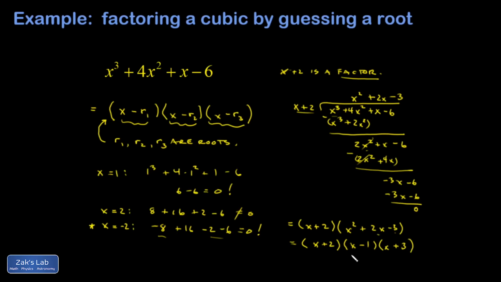And just to come back to the beginning here, I found an extra root just because I got lucky on my first guess. And I found that x equals 1 was a root, and that means x minus 1 was guaranteed to be a factor. So I knew that had to be there.